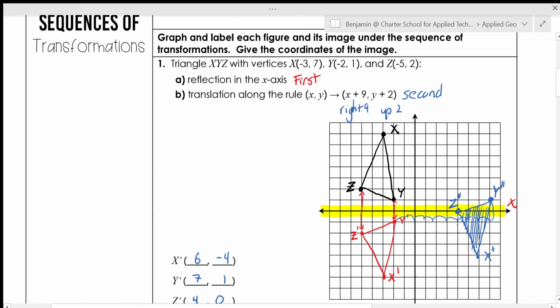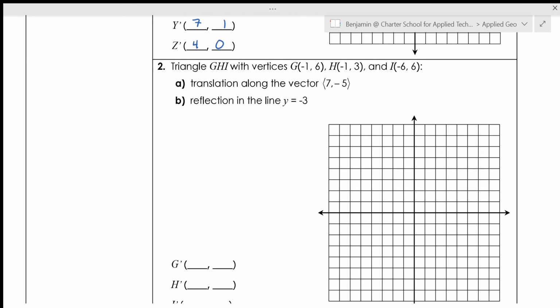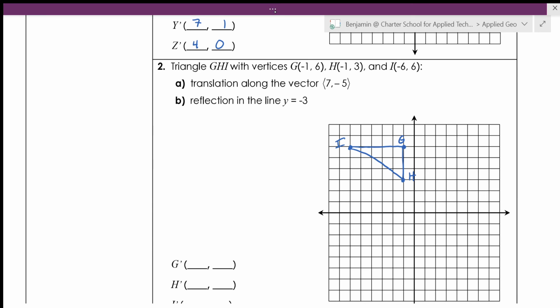We're going to do the same thing, same idea, where we focus on one thing at a time. So we're going to do number 2. Let's just draw the triangle first. It says triangle GHI with vertices of G: left 1, up 6. There's G. H is left 1, up 3, and I is left 6, up 6. There is I. If I look at this, I know it's a specific kind of triangle. It's a right triangle. But what we're going to do is follow the sequence of transformations.